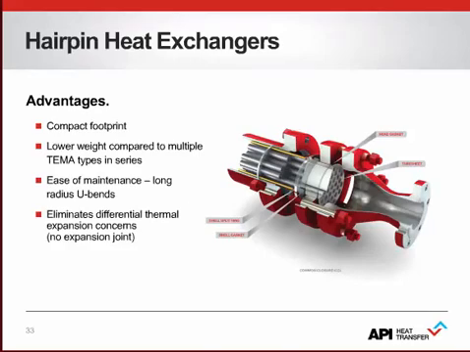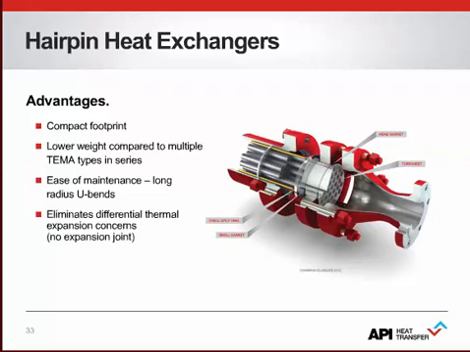Key factors that make a particular application well suited for a hairpin: compact footprint. The bent in half design lowers the required installation footprint for the exchanger, along with less bundle removal space required for maintenance. A hairpin will be lower in weight when compared to the alternative of multiple TEMA types in series because there are fewer flanges, no interconnecting piping, and fewer channel materials.